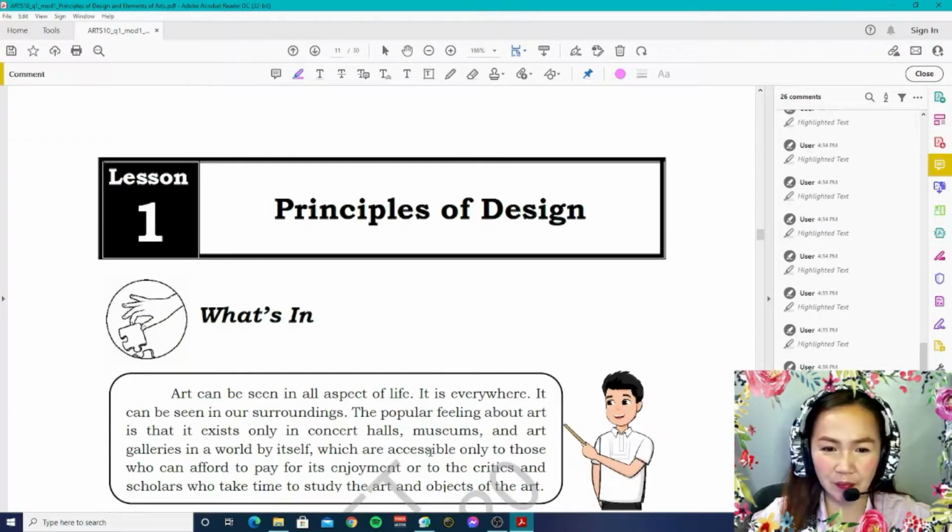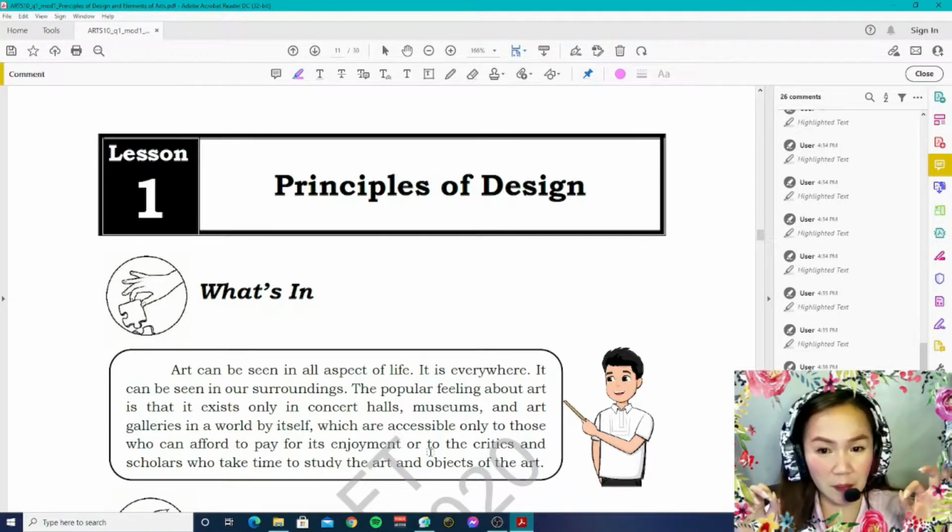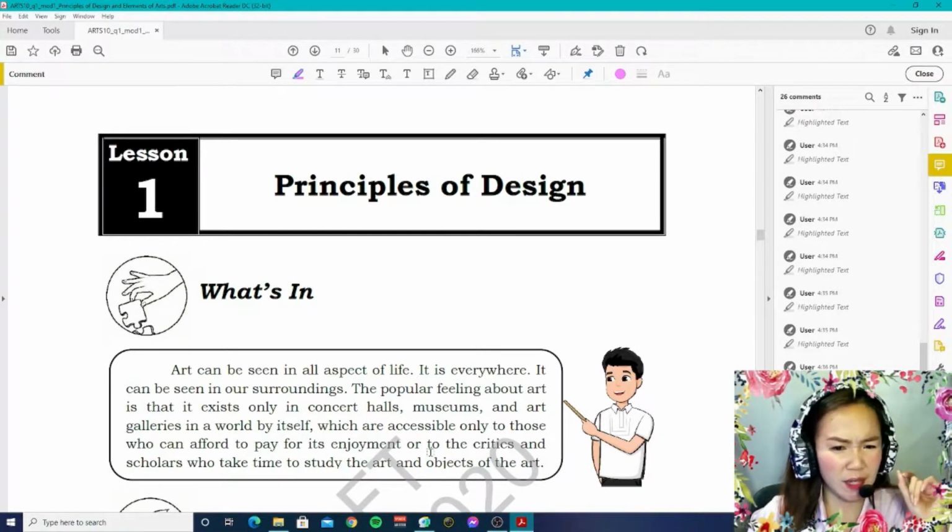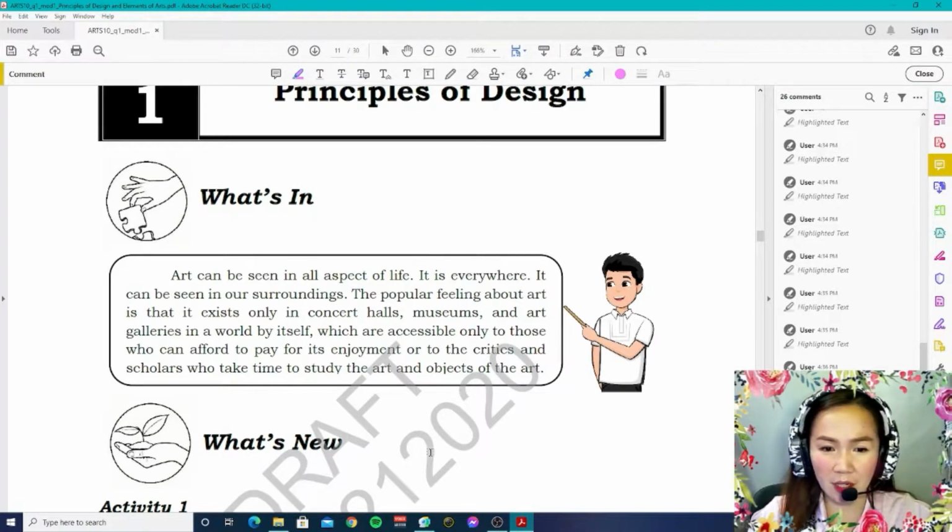Okay, let's go. Now, lesson 1, it's all about principles of design. So, what's in? Art can be seen in all aspects of life. It is everywhere. It can be seen in our surroundings. The popular feeling about art is that it exists only in concert halls, museums, and art galleries in a world by itself, which are accessible only to those who can afford to pay for its enjoyment, or to the critics and scholars who take time to study the art and objects of the art.